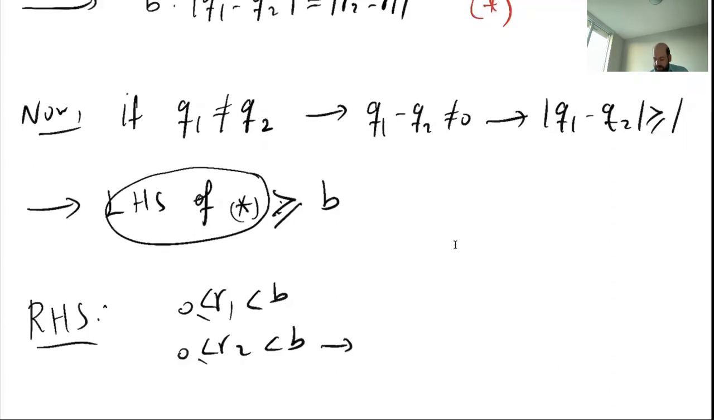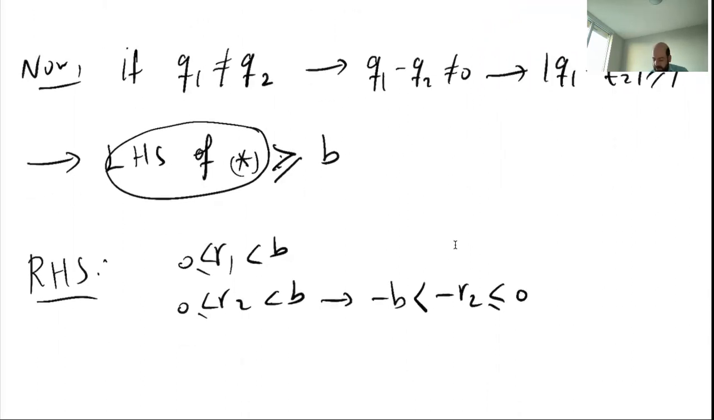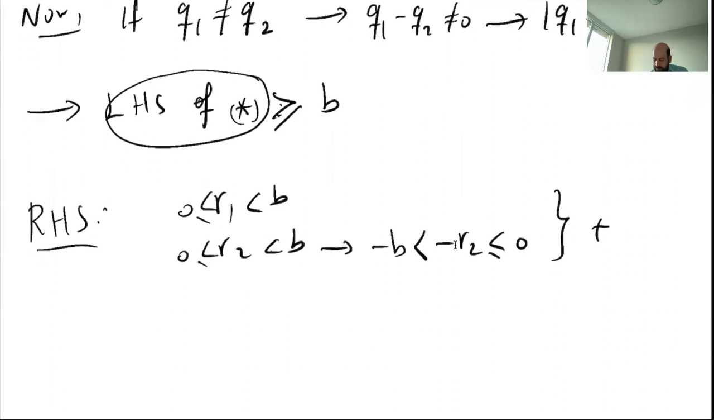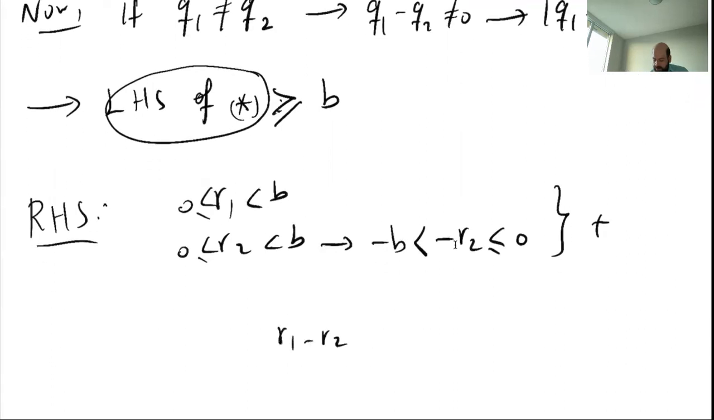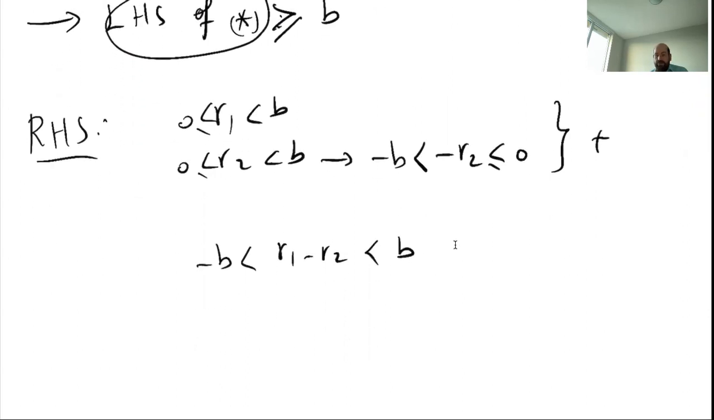So what can I say about minus R2? Minus R2 will be bigger than minus B less than or equal to 0, right? So let's add it. I just multiply by minus 1, which flips the inequality. So if I add these two, R1 minus R2 will be bigger than minus B and less than B. So I have a number which is bigger than minus B and less than B. From pre-calculus, that means that the absolute value of this number has to be less than B.